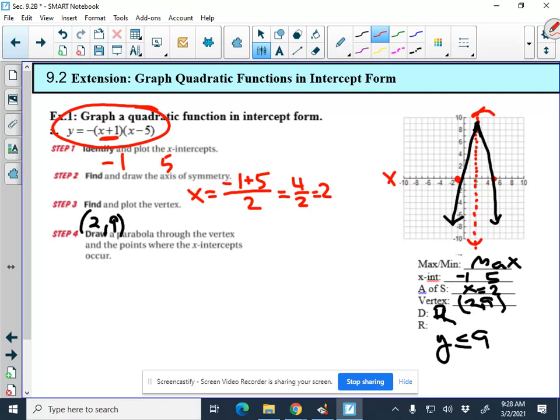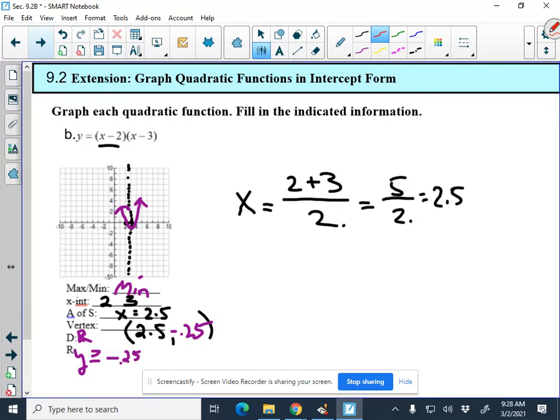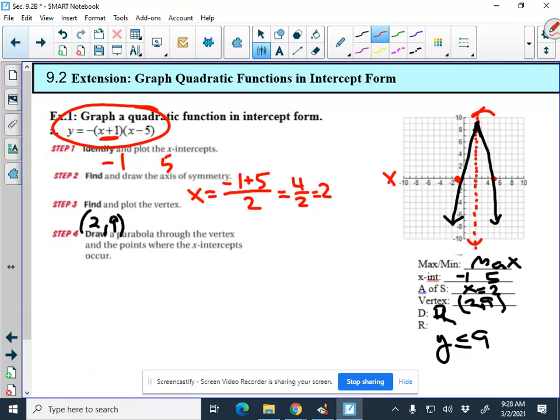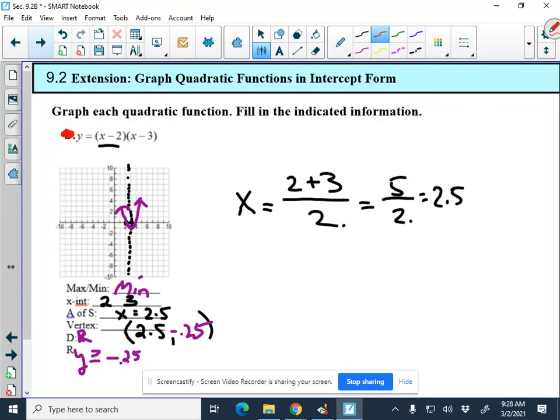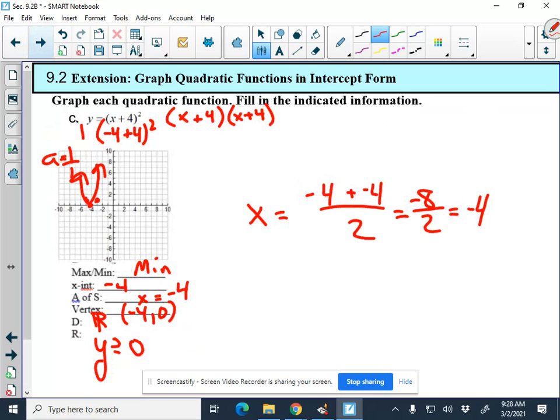This was A? Oh, so this was the example? Okay, so in terms of your examples, this one's A, this one's B, and we're now on C?